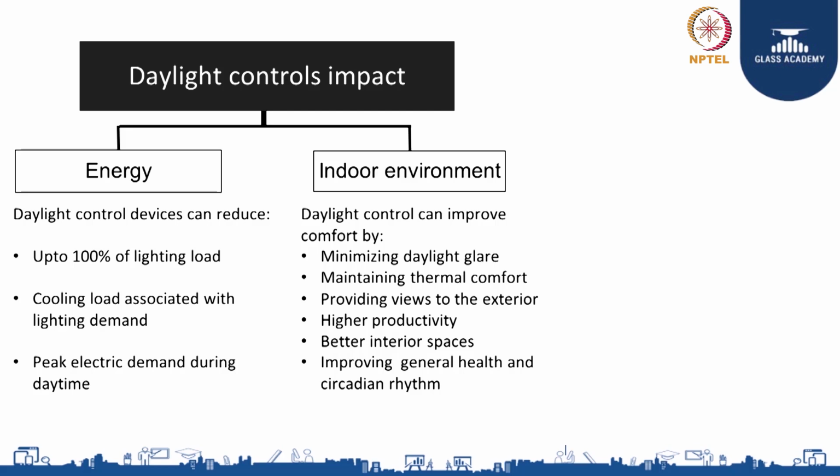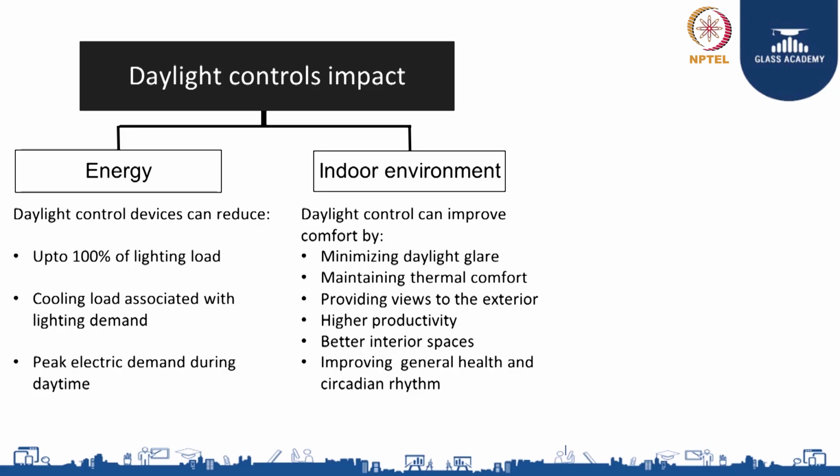From the indoor environment point of view, the control can help us in minimizing daylight glare. It can also help us in maintaining thermal comfort. People who sit close to the window can feel uncomfortable when direct solar radiation is coming through the window and warming up the space near them. The daylight control system can also provide views to the exteriors whenever there is an opportunity.